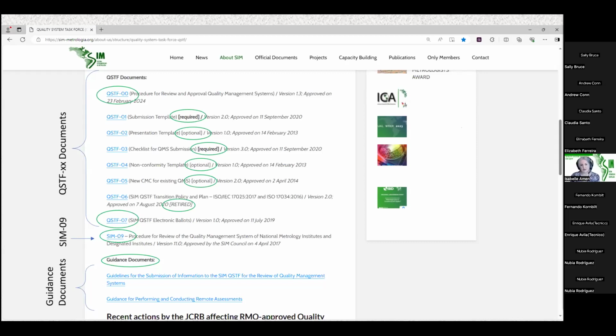So as a reminder, guidance documents are not requirements, but they're here to help institutes for their submission and for performing, if needed, remote assessment and peer reviews. So it's important for institutes to know that they exist if needed, and they have valuable information for you to consider. So I will explain later in my presentation the QSTF-00 in more detail, as well as QSTF-5 and 7. The use of QSTF-1 to 4 will be explained in more details in the subsequent session.